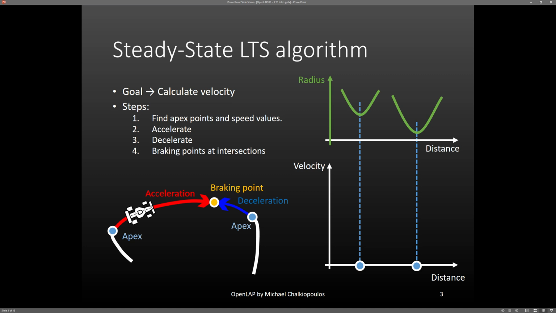Now, we can accelerate the vehicle after each apex, filling in the red curves from left to right. And after we're done, we can decelerate the vehicle, which is like accelerating it backwards, filling in the blue curves from right to left. Again, intuitively, we can see that the braking points should be at the intersections of the blue and the red curves, meaning that the final solution to our problem at each point looks to be the minimum value between all of the available solutions.